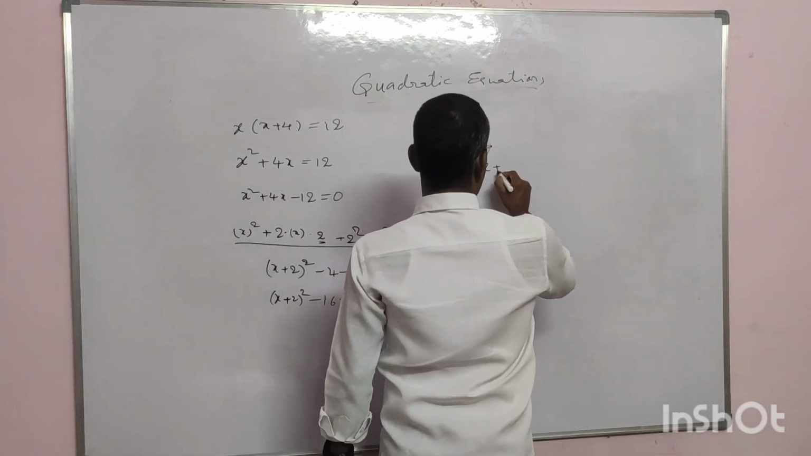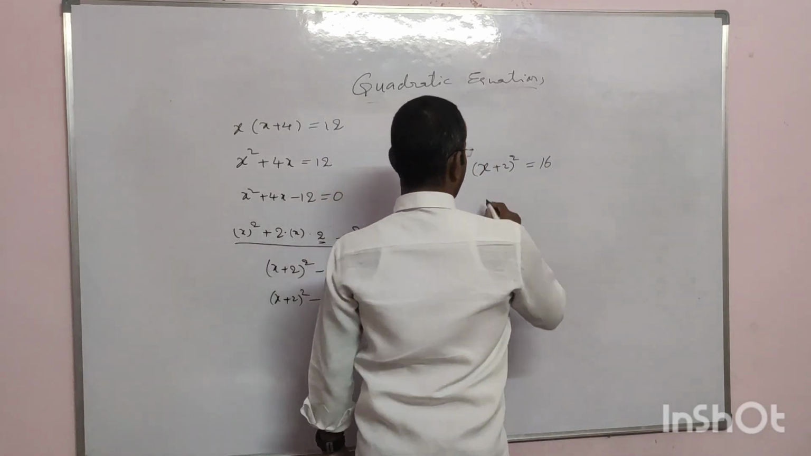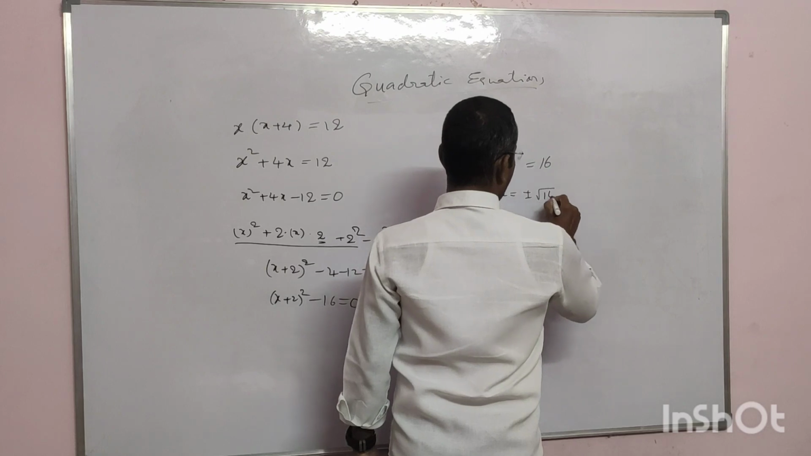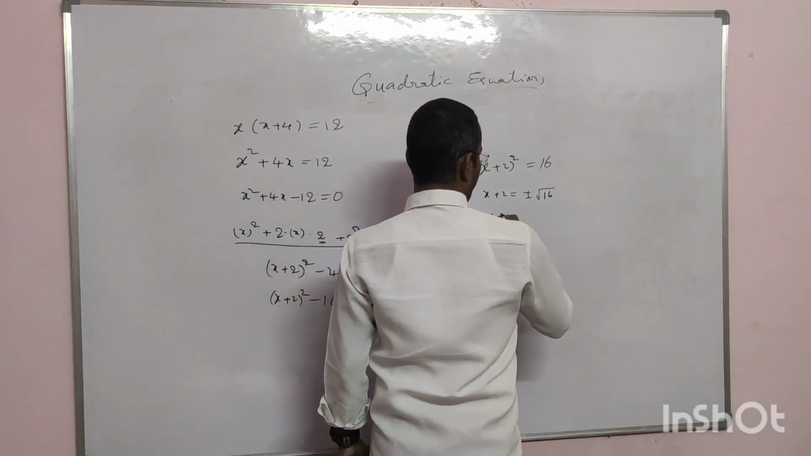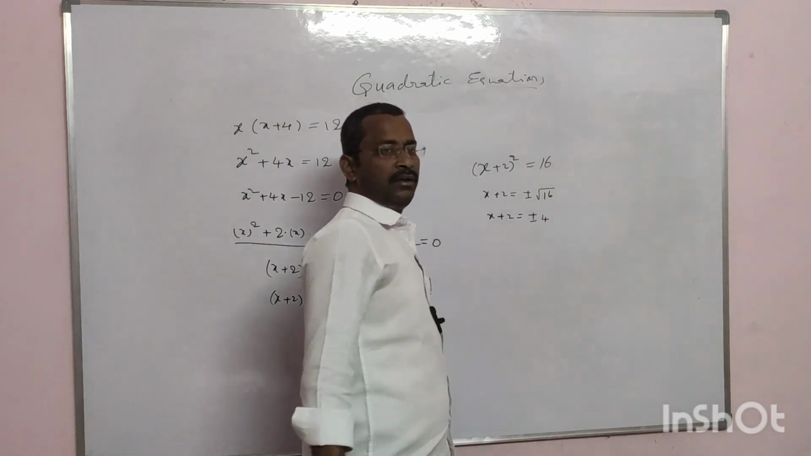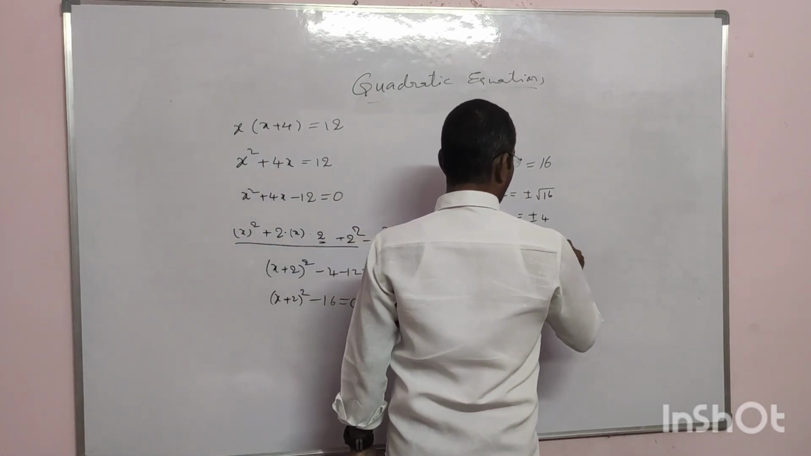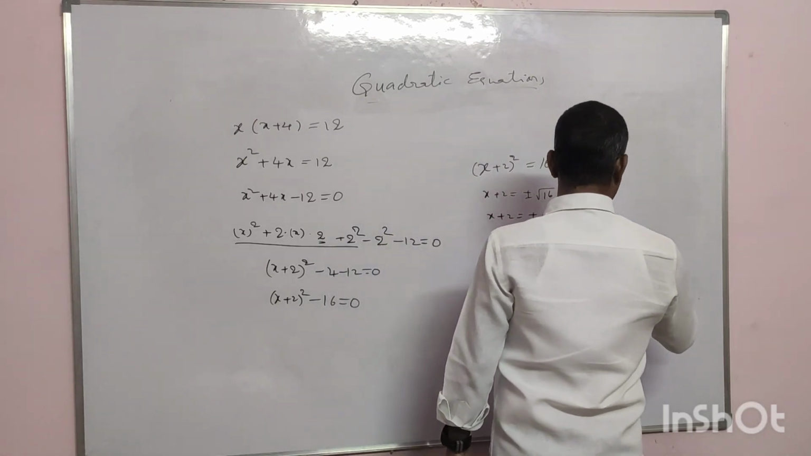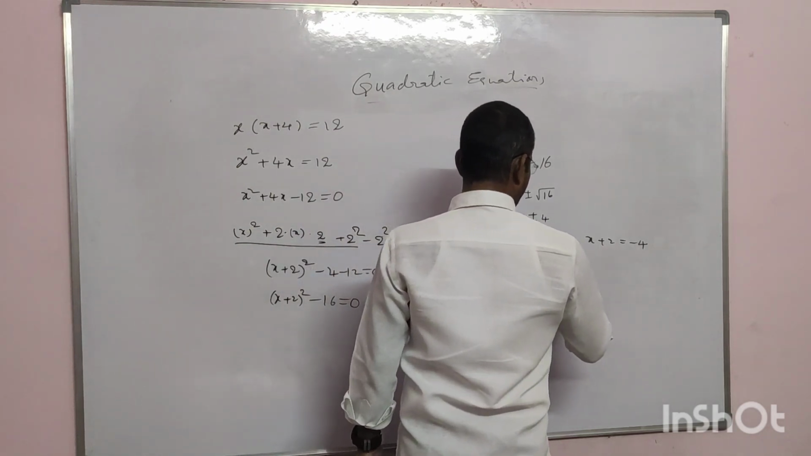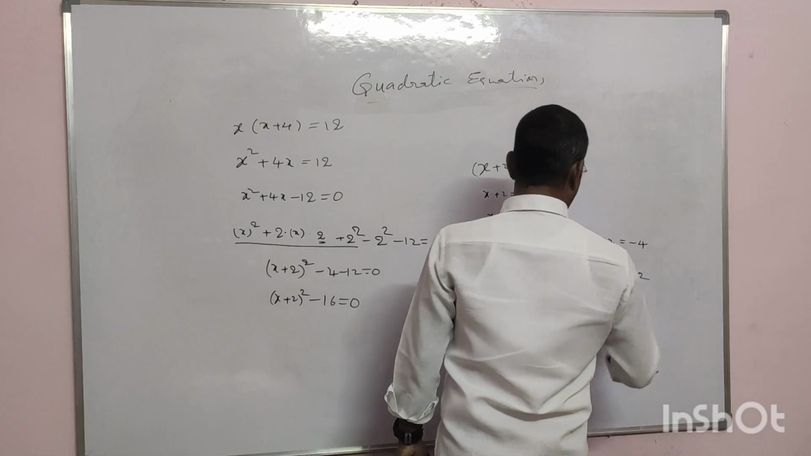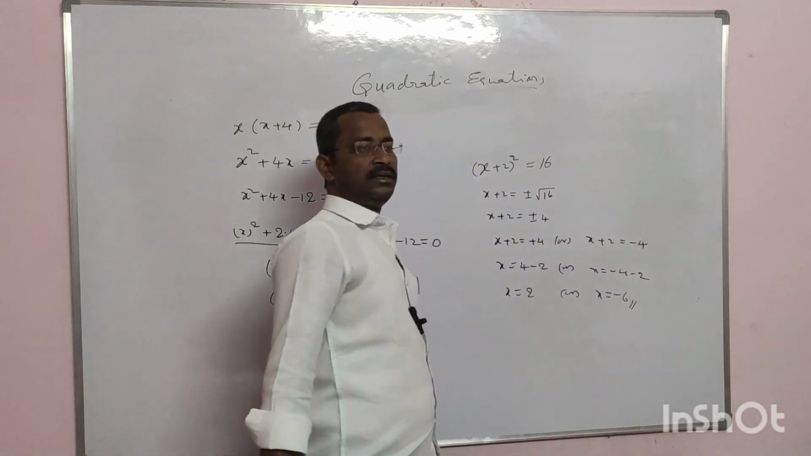Next, (x + 2) whole squared is equal to what? 16. Next, x plus 2 is equal to plus or minus root 16. Square becomes square root. x plus 2 is equal to plus or minus 4. Then x plus 2 is equal to plus 4 or x plus 2 is equal to minus 4. Then x is equal to what? 4 minus 2 or x equal to minus 4 minus 2. x equal to 2, x equal to minus 6.